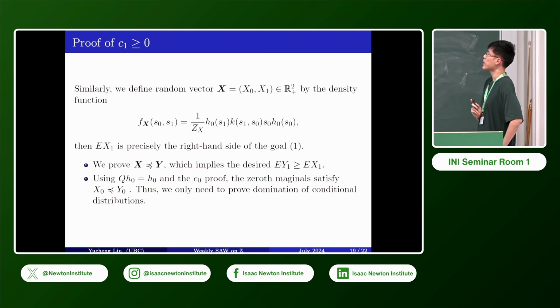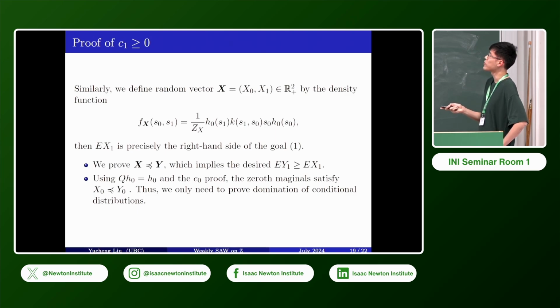And then what I will do is show X is dominated by Y. Again, this implies expectation of Y1 is bigger than the expectation of X1. And using my H0 being an eigenvector of Q and the C0 proof, the zeroth marginals actually dominate each other. X0 is dominated by Y0. This is essentially just because if we integrate out S1 here, we get the integral of H0 with the kernel K, which is just Q acting on the H0, and H0 is an eigenvector, so it drops out. So what I get is exactly S0 times H0 of S0, which is the C0 case.